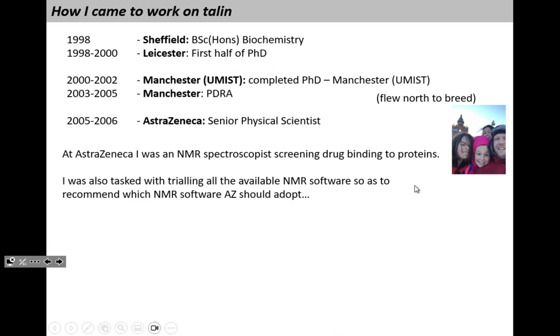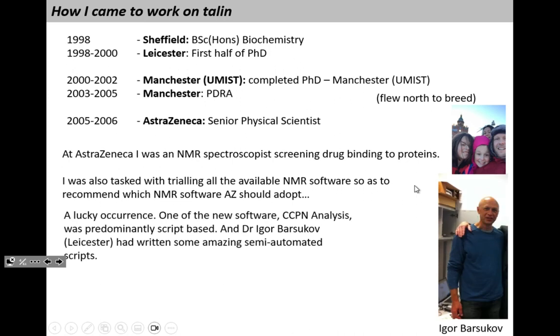When I was at AstraZeneca, I was using NMR to screen for drugs, small molecules binding to proteins. But I also got set what sounded like quite a boring job at the time, but turned out to be a major change in my life: I was asked to test all of the available NMR software and work out which one AstraZeneca should adopt across their whole business. And this led to a really lucky occurrence, because one of the software packages which was just up and coming was an NMR package called CCPN Analysis, of which Gary is now part of the development of version 3.